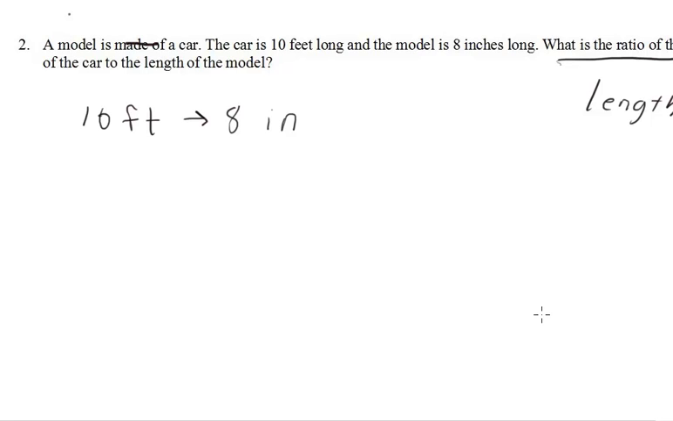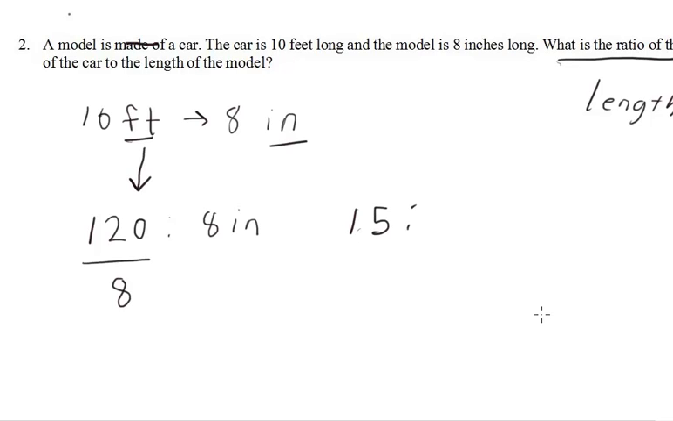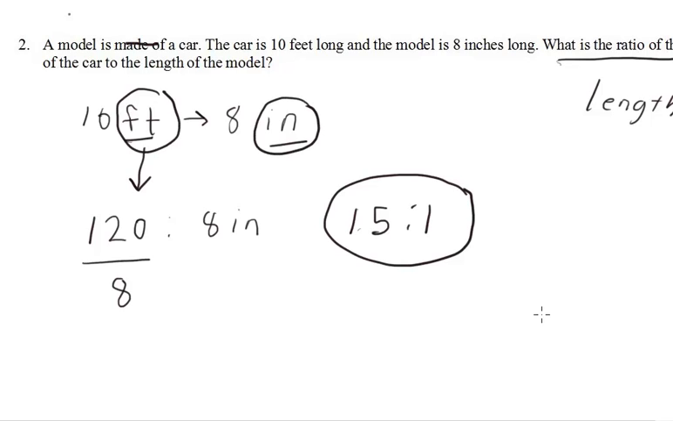Well, in this one we have feet and inches. So we need to convert the feet into inches. And we know there's 12 inches in a foot. So 10 times 12 is 120 to 8 inches. So if we just simply divide, we can write it more like that. 120 divided by 8 is 15. So it's 15 inches to 1 inch. So our ratio is 15 to 1 because we need to put these in common units. So we had to convert feet to inches. So that's number 2.